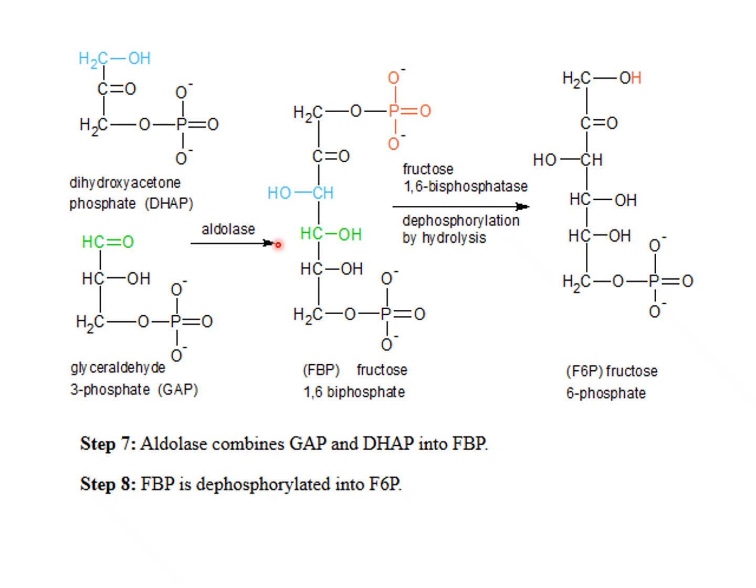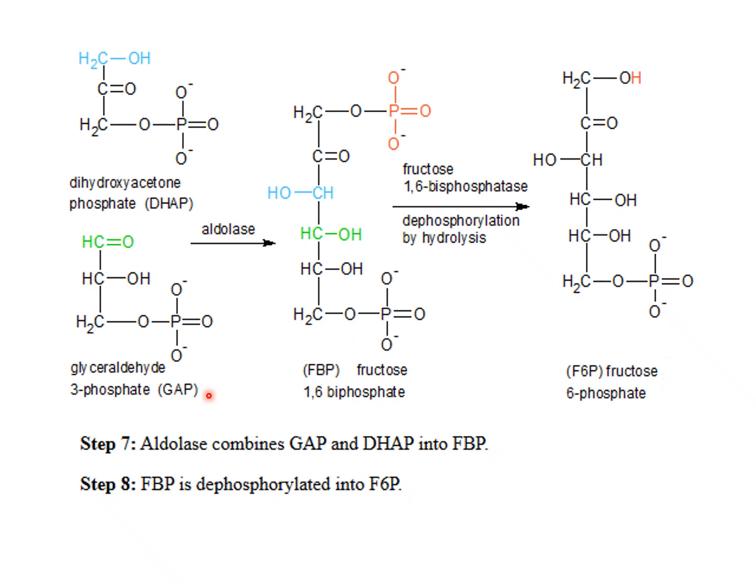Next, DHAP and 1 molecule of glyceraldehyde 3-phosphate react together. The enzyme is aldolase and we get fructose 1,6-bisphosphate, a 6-carbon molecule once again. Now this fructose 1,6-bisphosphate is then converted into fructose 6-phosphate by the enzyme fructose 1,6-bisphosphatase. It is a dephosphorylation reaction which results in fructose 6-phosphate.